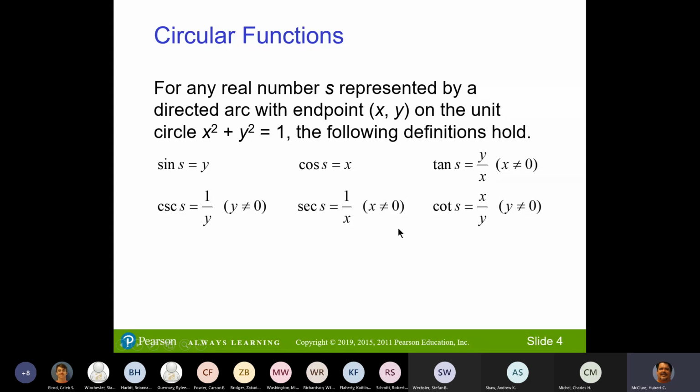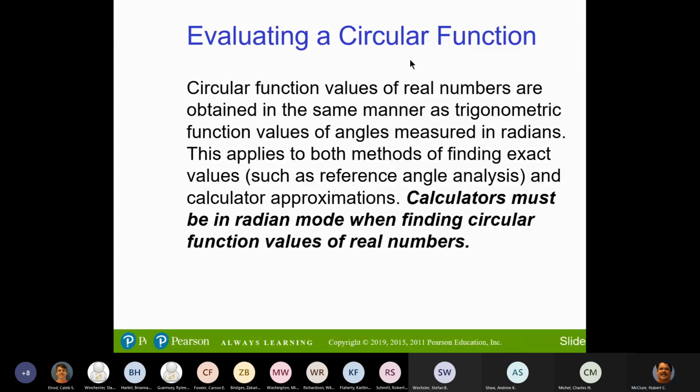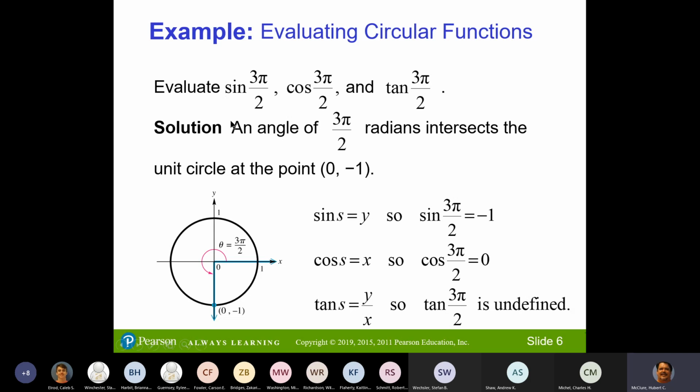I'm not going to go over that. Y'all know how to do that. Remember, calculators must be in radian mode when you're finding rotation, meaning radians. Right here, 3 pi over 2.